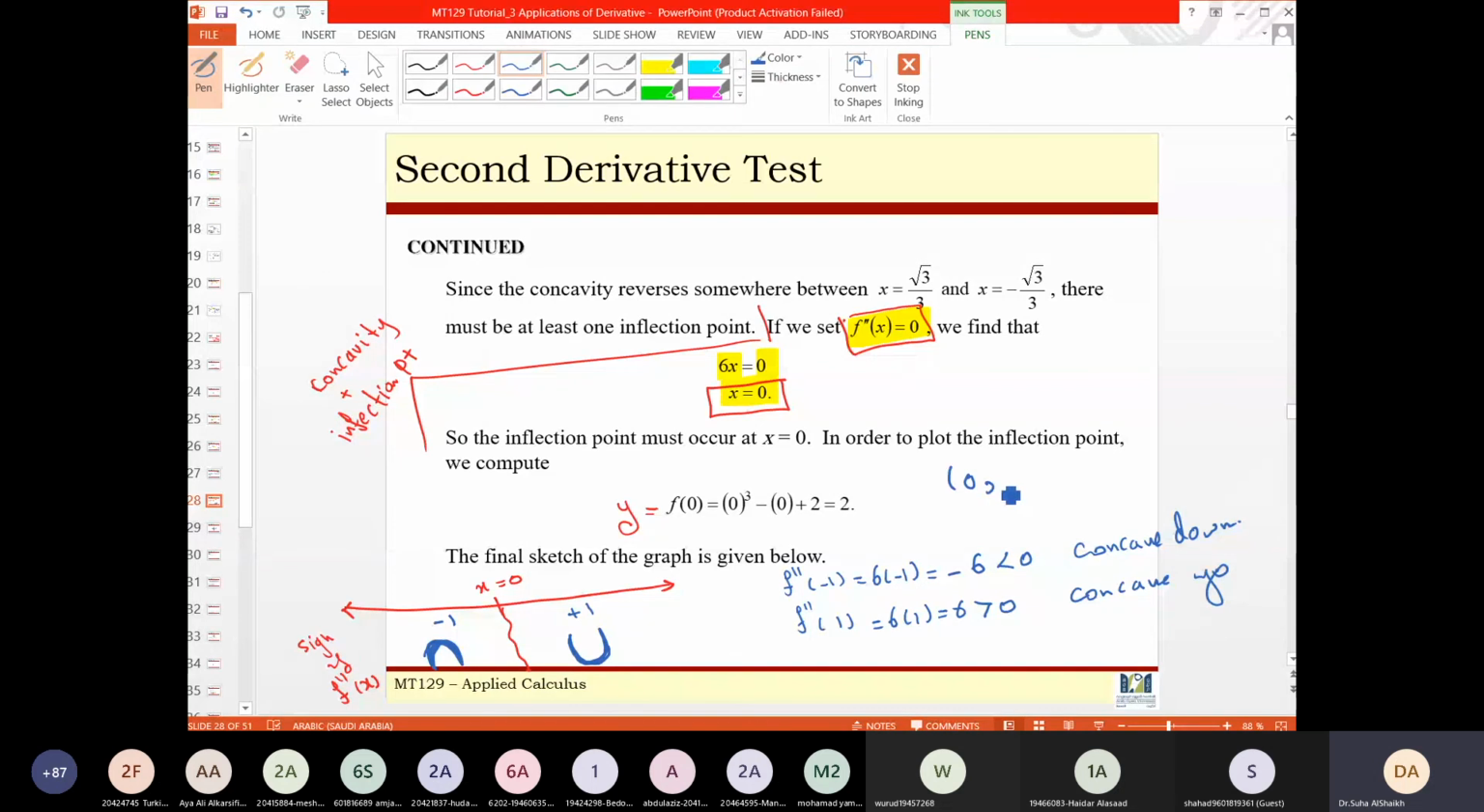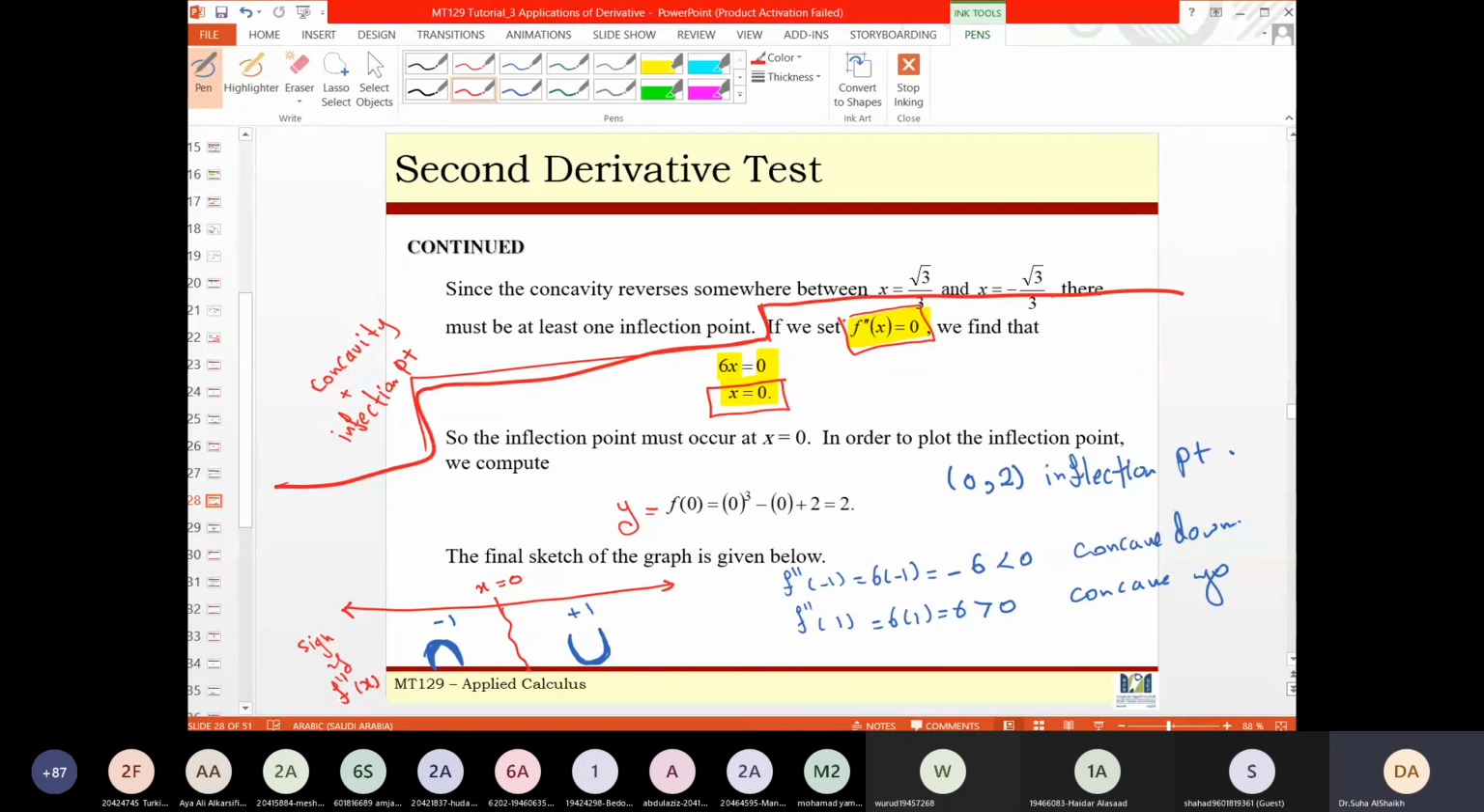At the point 0 and 2, is it an inflection point or not? Yes, it is an inflection point. So this is how we study the inflection point. From here, all of this is for the inflection point. To study the inflection point, we take f double dash, let it equal to 0, get the point, get the y of the point, and then study the sign of f double dash before and after this point. This will give you an idea if this point is an inflection point or not.